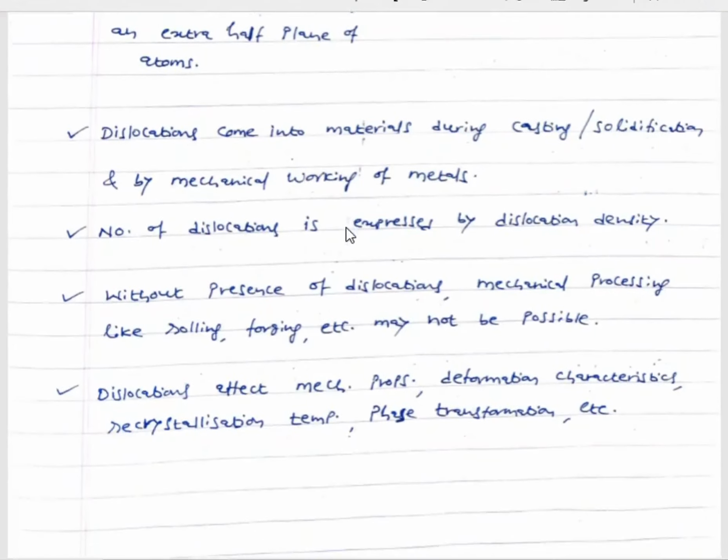Dislocations affect mechanical properties, the nature of deformation, deformation characteristics, recrystallization temperature, phase transformation, etc. Recrystallization temperature means, as its name indicates, recrystallization: re means repetition, and crystallization means formation of crystals. The temperature at which reformation of the crystal begins is known as the recrystallization temperature. As far as phase transformation is concerned, about this we will see under the head of phase diagram or equilibrium diagram.